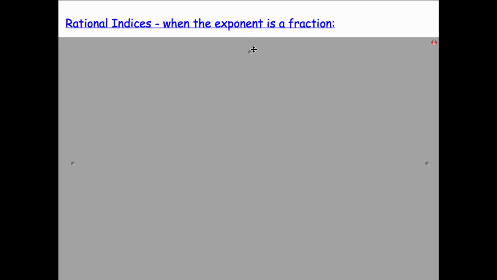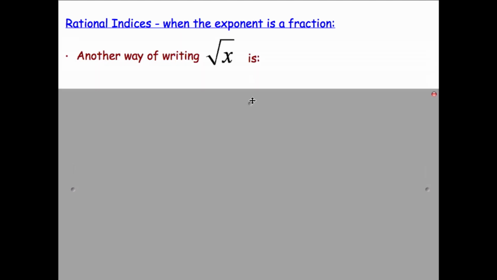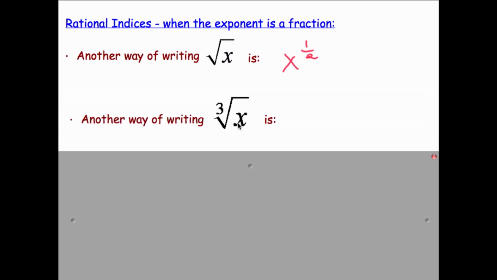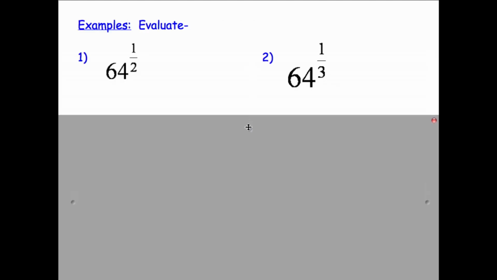So we learned yesterday that when an exponent is a fraction, when we have a rational index, that really means that we're talking about a root. So a square root can also be written as a power of 1/2. And a cube root, meaning what number do we multiply times itself 3 times to get this value, would be written as a power of 1/3. So we use this to evaluate.